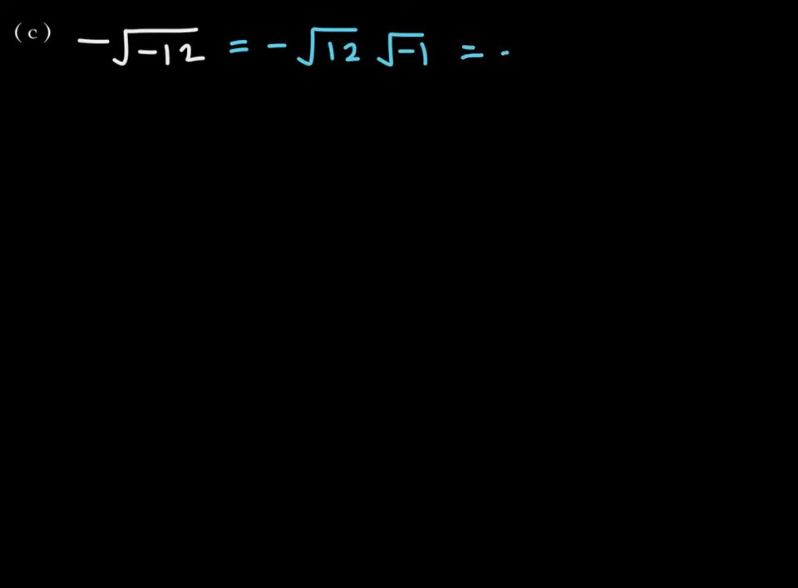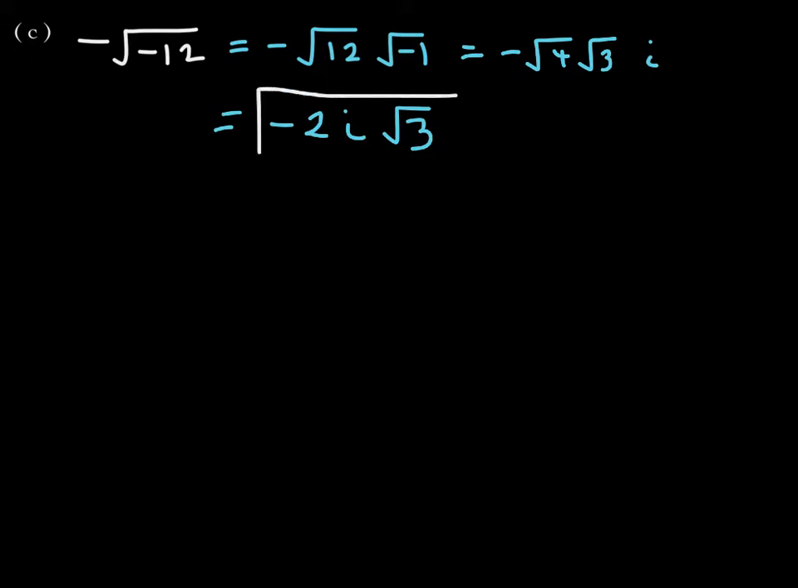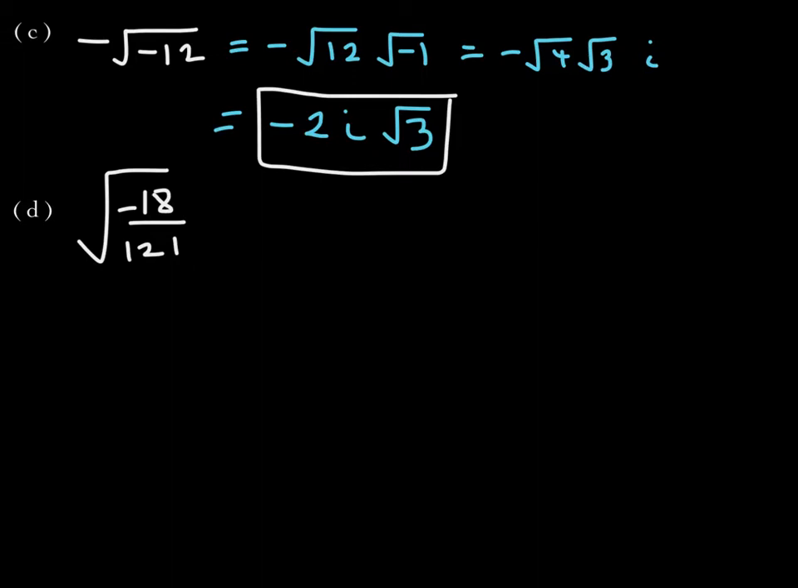We know that the square root of 12 is the square root of 4 times the square root of 3. And then that square root of -1 on the back end is i. We know that the square root of 4 is 2. I'm going to write the i next to that and then end it with the radical, square root of 3. Notice where I put the i. The i is best in front of the radical, and not on the back end. We have the square root of -18 over 121. All right, let's do it together.